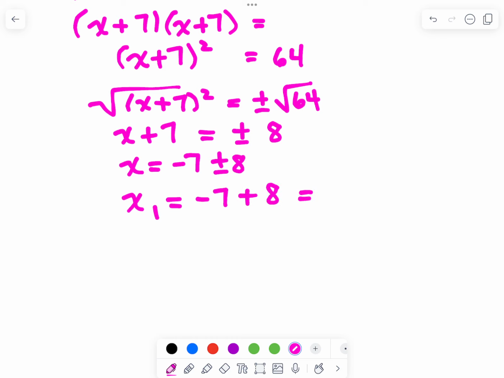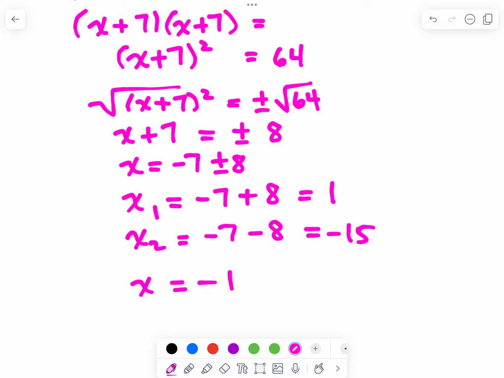So negative 7 plus 8 is 1. And then negative 7 minus 8 is negative 15. So our two solutions to this quadratic equation are negative 15 and positive 1.